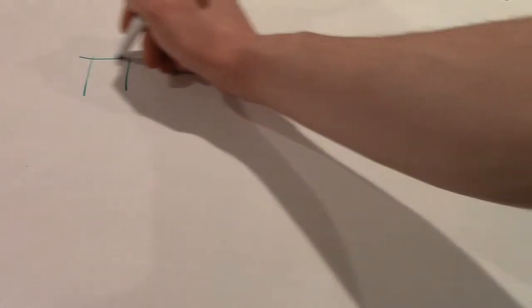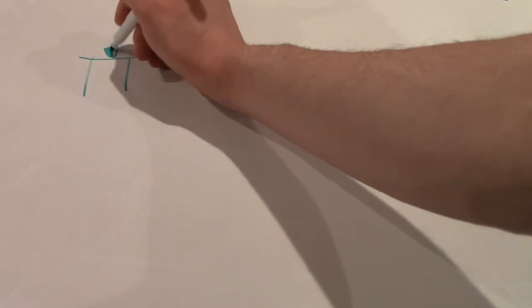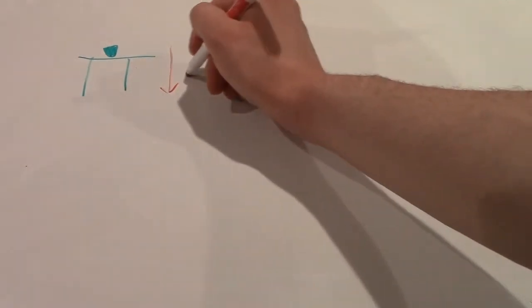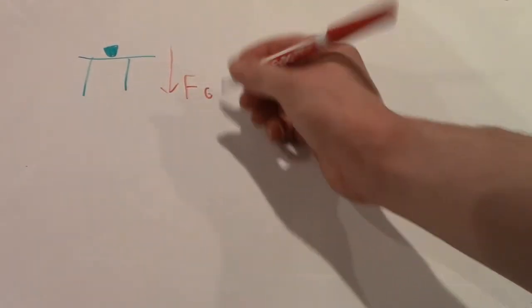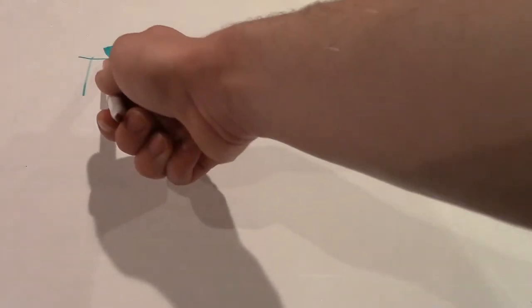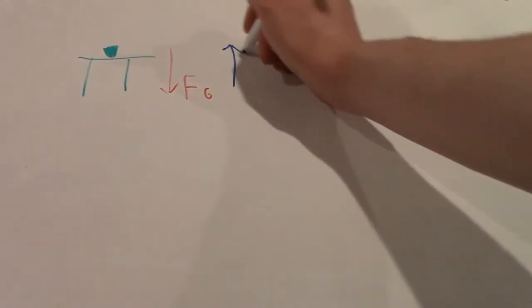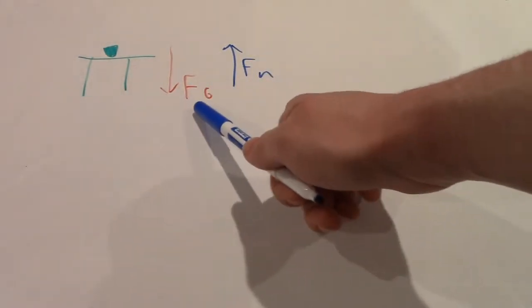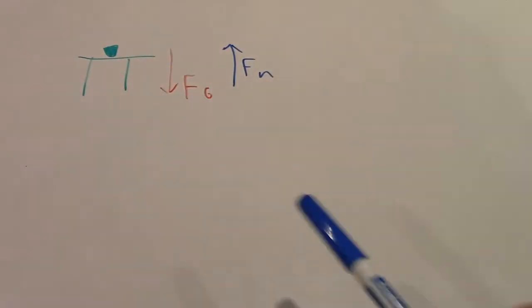So, for example, let's say we have a table with a bowl resting on it. The gravitational force pulls that bowl downward, and the gravitational force is represented by F sub g, g being gravity. So the gravitational force pulls downward on the bowl and wants to bring it down. However, there's a table in the way, so the normal force counteracts it. It directly counteracts the force of gravity and keeps the bowl where it is.